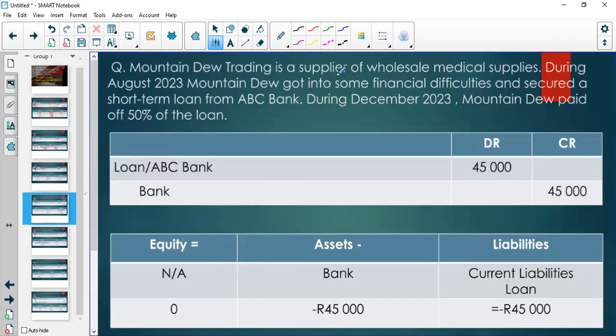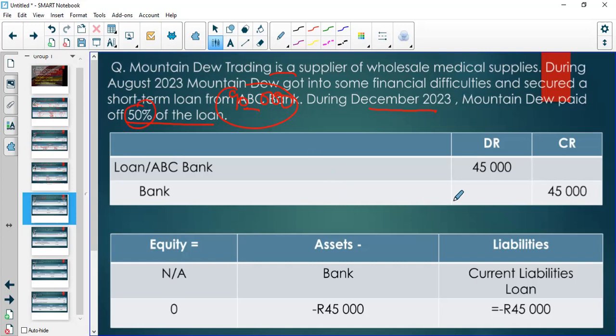All right, so in this case, we have the same entity, but what happened is they got a short-term loan. So during December 2023, they paid off 50% of the loan. My apologies here. I forgot to put the amount of the loan was 90,000. Somehow I did delete it when I was preparing. So it's 90,000. So they paid back 50% of the loan. So that omission is not the substance of what we're teaching, right?